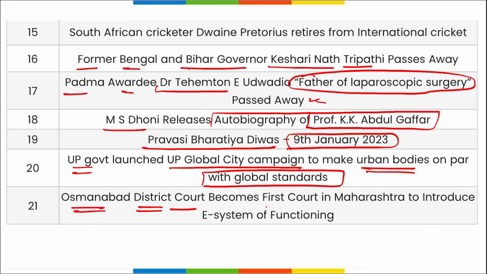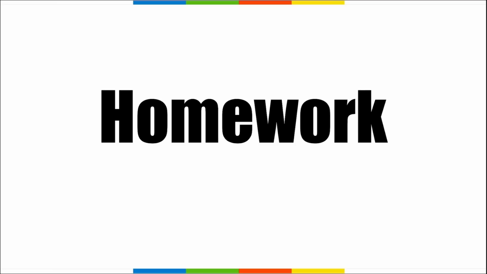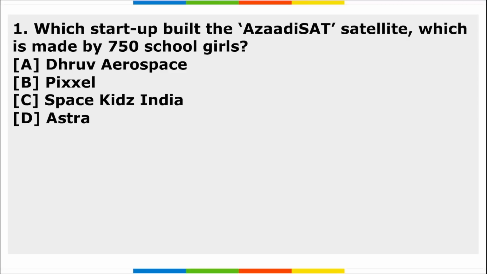Osmanabad District Court became the first court in Maharashtra to introduce an e-system of functioning. So these are your important current affairs of the day, friends. Now let's move to the homework section.